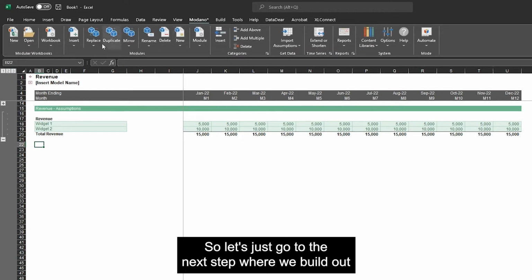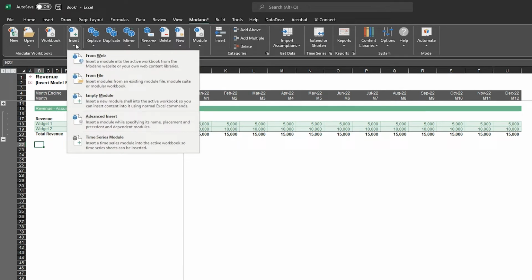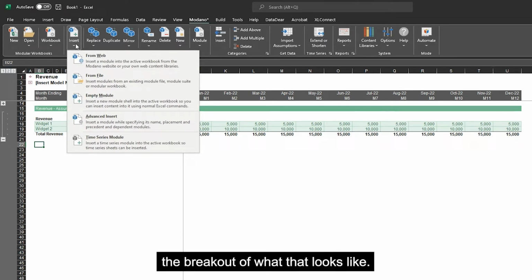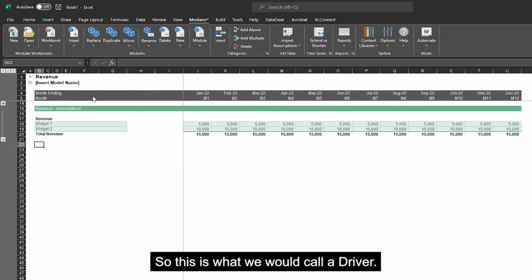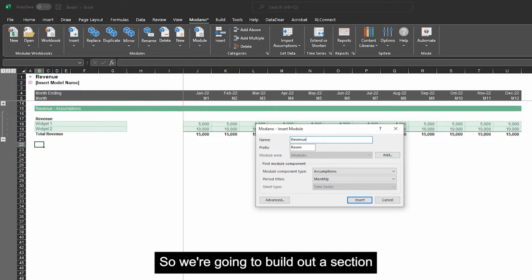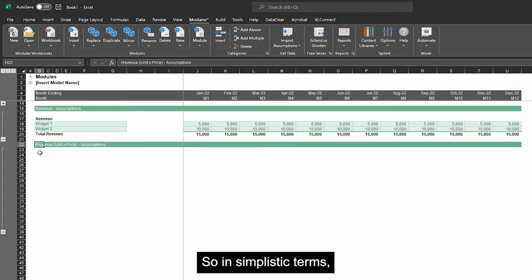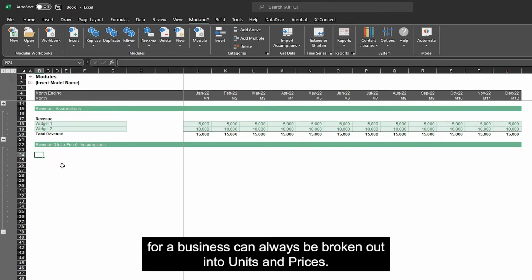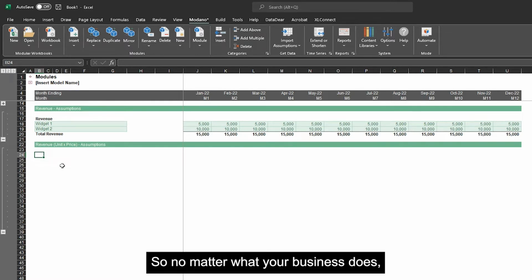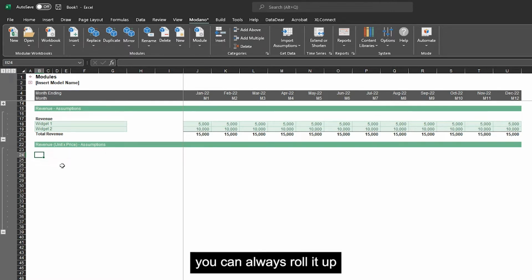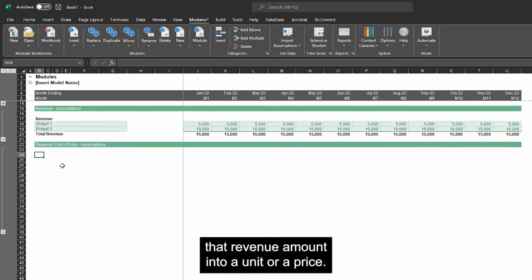So let's go to the next step, where we build out the breakout of what that looks like. This is what we would call a driver. We're going to build out a section called revenue, unit times price. In simplistic terms, any set of drivers for a business can always be broken out into units and prices. No matter what your business does, you can always roll it up to a revenue figure. But the first level of driver is breaking that revenue amount into a unit or a price.